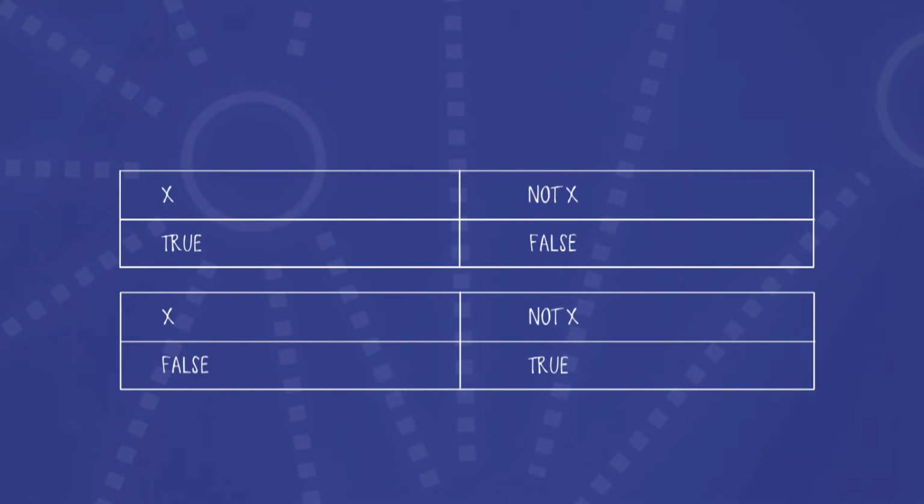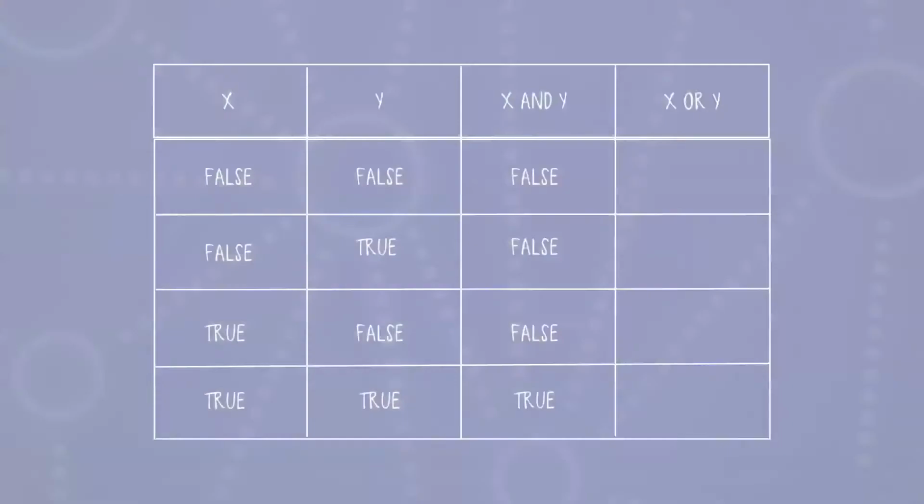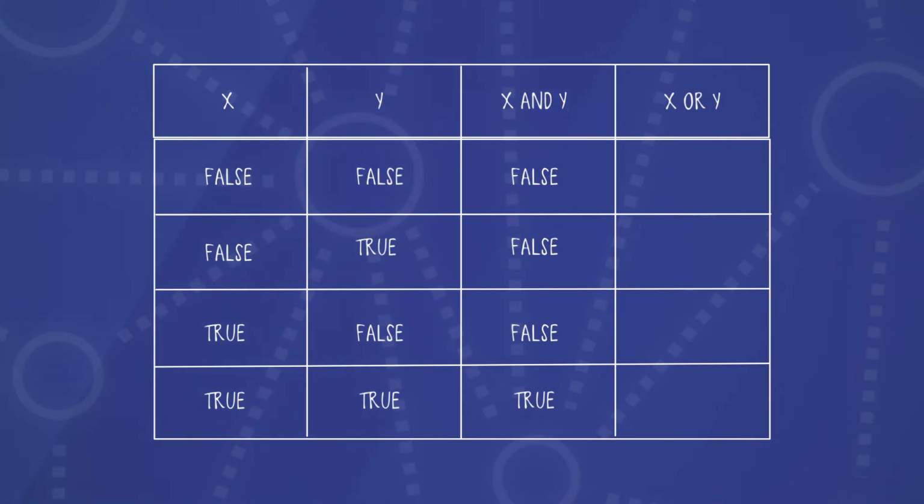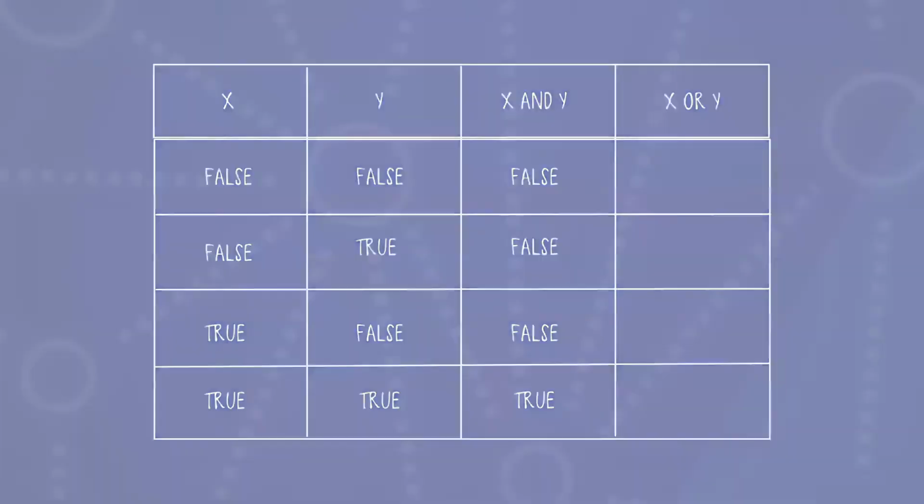Now, let's look at how and can be used. If x is false and y is false, then the result of x and y is false. If x is false and y is true, then the result is still false. If x is true and y is false, then the result is also false. Only when x is true and y is true, then the result of x and y is true.